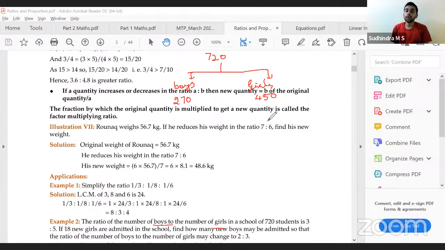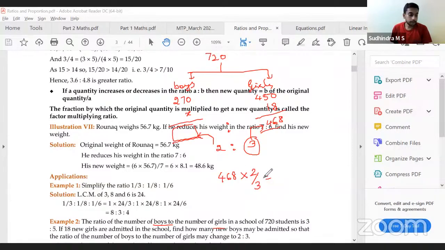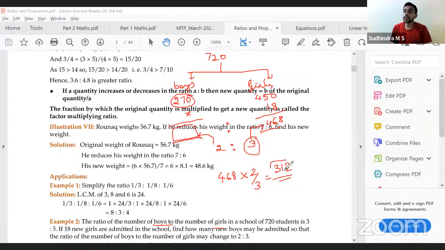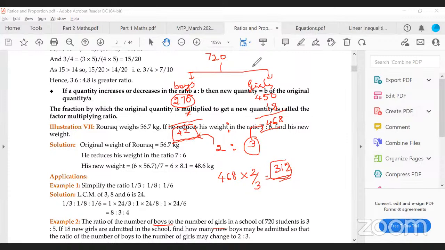Now they are saying 18 new girls are being admitted. So if 18 new girls are admitted, there are 468 total girls, right? Now they are asking the number of boys to be admitted so that the resultant boys to girls ratio is 2:3. So if this has to be in the ratio of 2:3, I know 3 represents 468. What does 2 represent? It is just cross multiplication. 468 into 2 by 3 is 312. Now we already have 270 boys. We require 312 boys. The additional boys to be admitted is 42.